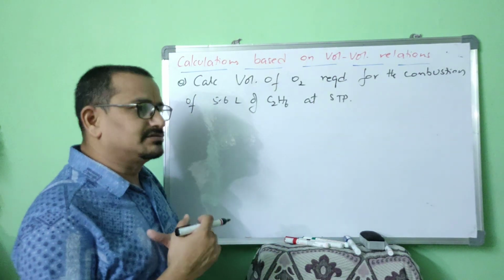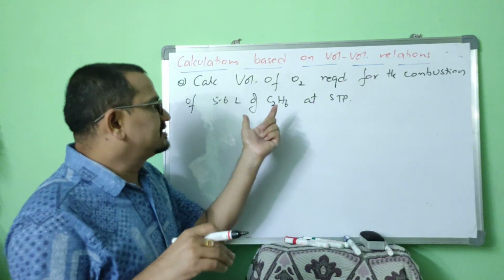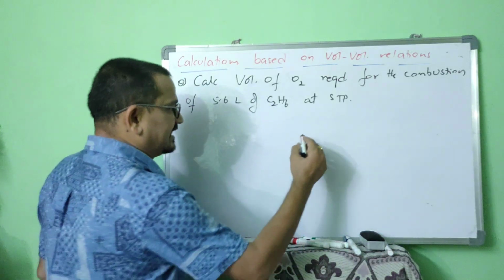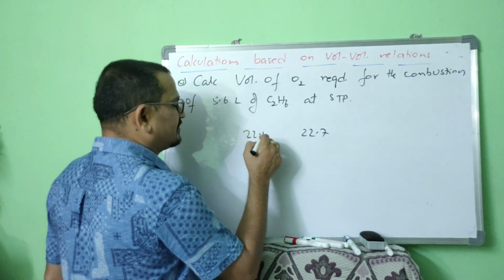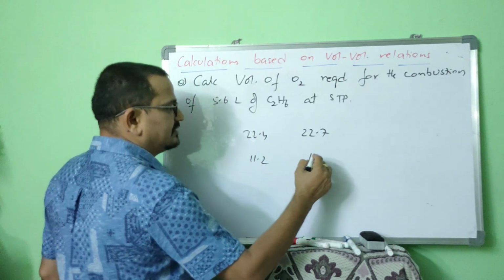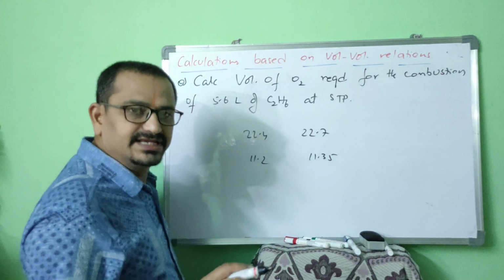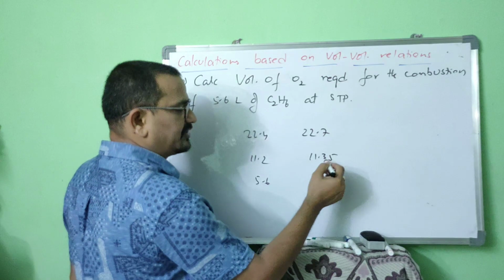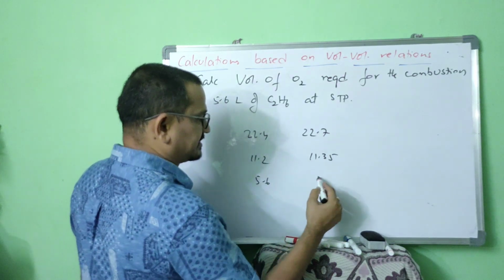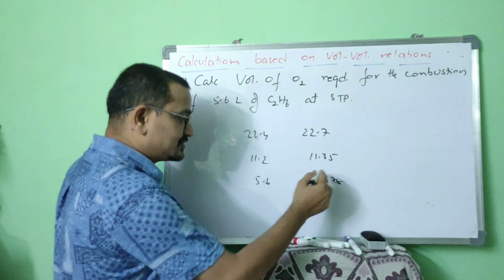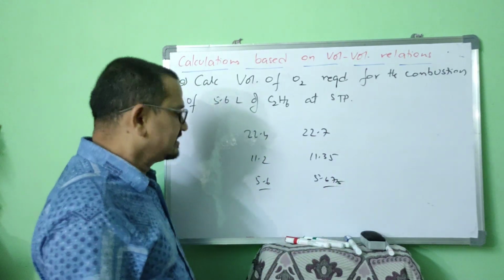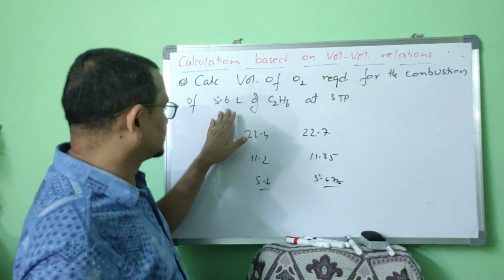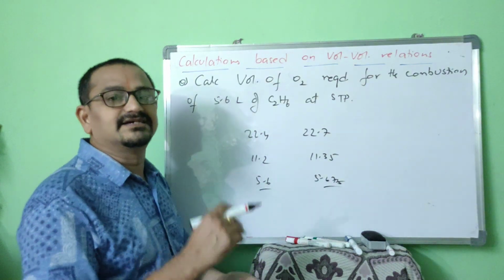See, by looking at the question, you have to judge whether the question paper setter is following 22.4 liters or 22.7 liters. 22.4 half is 11.2, while this is 11.35. And this is 5.6, its half is 5.6. What is its half? 5.5 plus 0.175, right? 5.675, like that. See the value? It varies. By looking at the corresponding value, you can easily assess which value they are following. Now in this question, they are following the 22.4 liters condition.